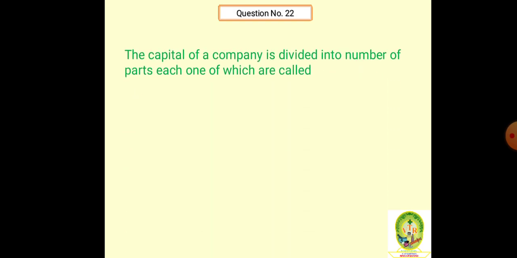The capital of a company is divided into a number of parts, each one of which is called? Options are A. Dividend, B. Profit, C. Interest, D. Share. Right answer is D.